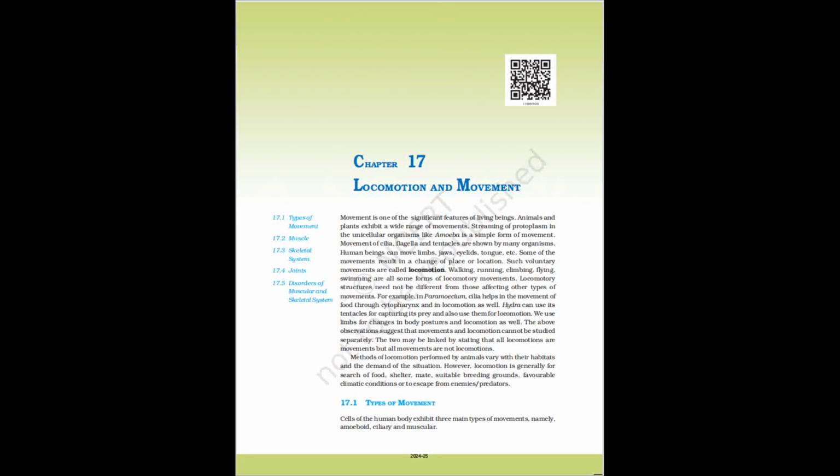17.1 Types of Movement. Cells of the human body exhibit three main types of movements, namely, amoeboid, ciliary, and muscular. Some specialized cells in our body like macrophages and leukocytes in blood exhibit amoeboid movement. It is effected by pseudopodia formed by the streaming of protoplasm, as in amoeba. Cytoskeletal elements like microfilaments are also involved in amoeboid movement.